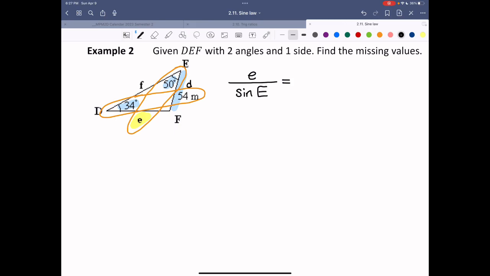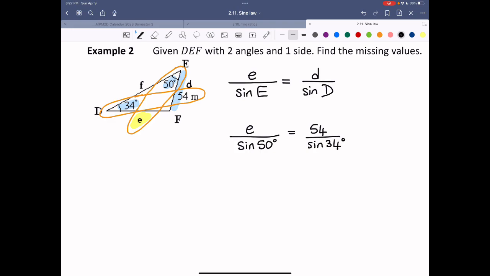So that will equal, back to our sine law now, E over sine E will equal D over sine of big D. And now we can substitute for the values we know. My E is still unknown, but I do know sine E is just sine of angle E, which is 50 degrees. Set that equal to side length D, which is 54. We don't put units in right now, only at the end. And sine D, which is sine 34 degrees.